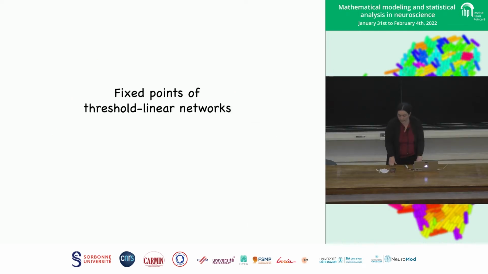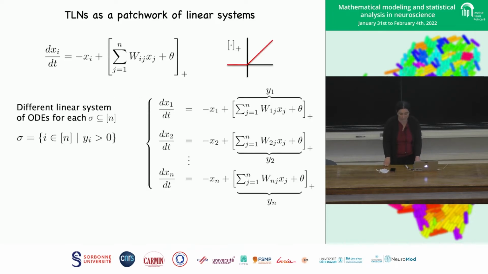Okay, so how do we analyze these things mathematically? We look for the fixed points. Obviously, the stable fixed points correspond to attractors. They are their own attractor. But it turns out that the unstable fixed points are also extremely useful for figuring out dynamic attractors in these networks. And the way we study the fixed points is by thinking of this geometric picture of the threshold linear networks as a patchwork of linear systems. I said a little bit about this in the beginning, and let me say it again.